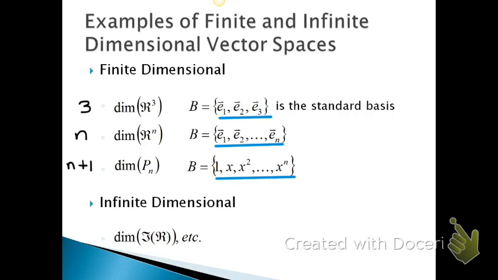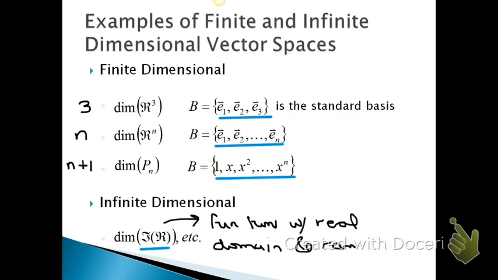Some examples of infinite dimensional spaces include script F of R, that is functions with real values for the domain and the range. In that case, there are infinitely many such functions, so there is no finite number of elements in the basis, so it's infinite dimensional. You could also have something like all real continuous functions or all real differentiable functions. All of those would be examples of infinite dimensional vector spaces.